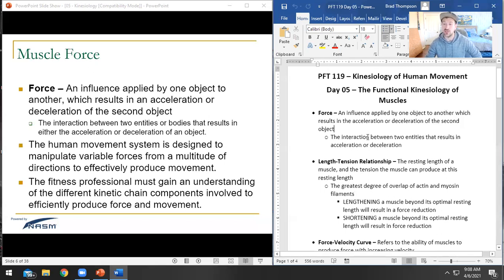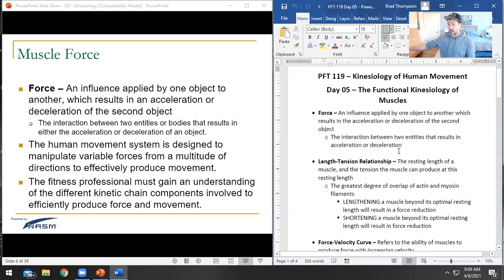Let's take a look at force. Force, by definition, is an influence applied by one object to another object that either results in acceleration or deceleration of the second object. That's an okay definition. If you think about it, one muscle, or one entity, is generating a certain amount of force, and that's either going to overcome another amount of force or be overcome by it. It's going to result in some type of movement. I like this one: the interaction between two entities that either results in acceleration or deceleration.